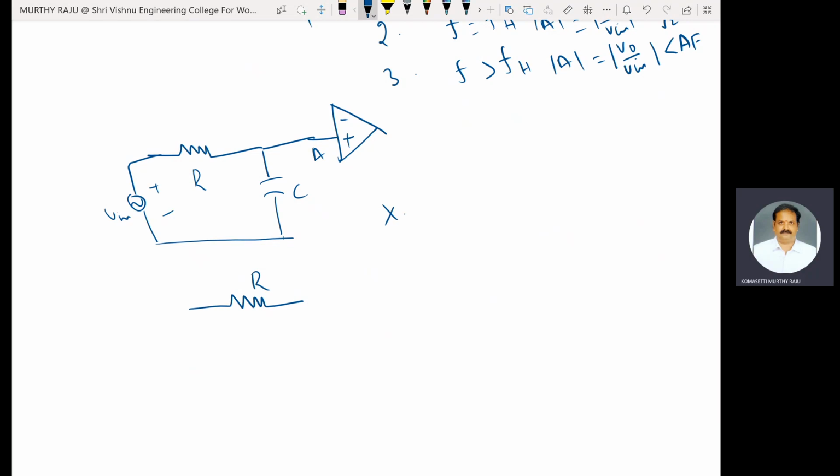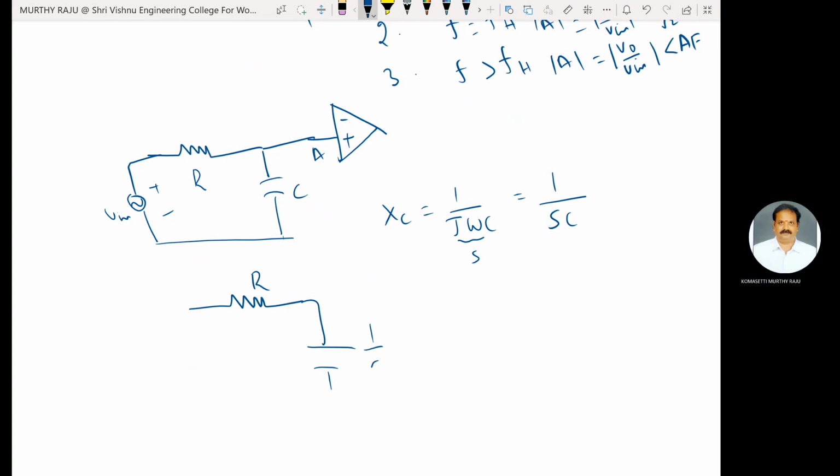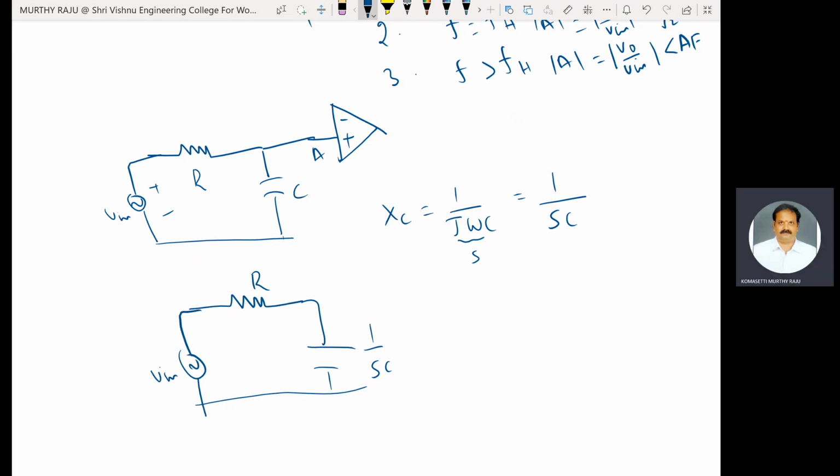Capacitive reactance Xc is equal to 1 by j omega C. Transform into the S domain, where S is equal to j omega. The capacitor is replaced with 1 by SC. This one is V in, and this one is VA. Find out this voltage, VA.